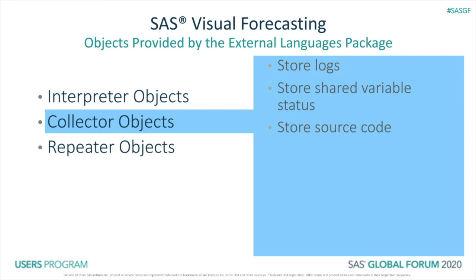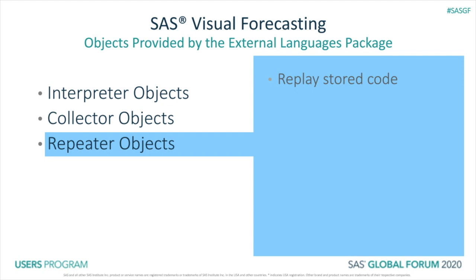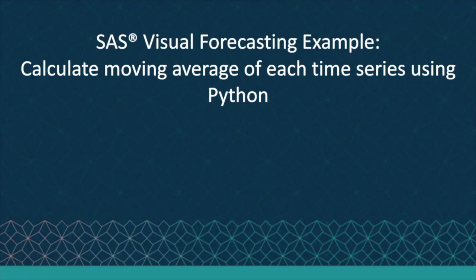You can also store shared variable status. Occasionally, shared variables that are supposed to be written back to the SAS process are not, for one reason or another. So you can use this status table to get a better idea of what went wrong. And you can store source code, which you can then load back using these repeater objects. In this case, we just have one repeater object to load that stored source code. All right, so with that, we can go into the example.